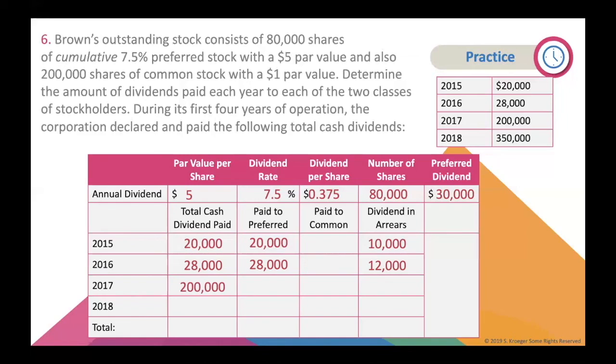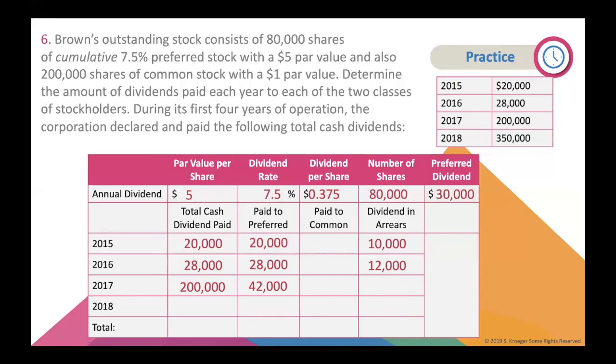Do we have that? Yes, we do. Also, since it's cumulative, we are supposed to pay them from previous years. Do we have enough to pay them the dividends in arrears of $12,000? Yes, we can. We will actually give them $42,000 in 2017. This is a standard $30,000 plus the $12,000 we were behind.